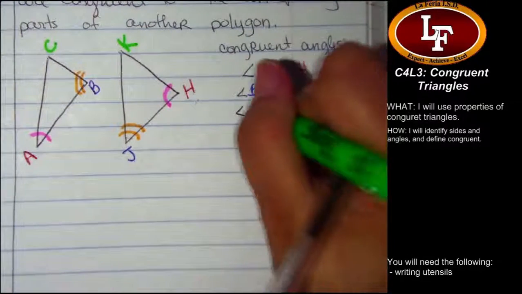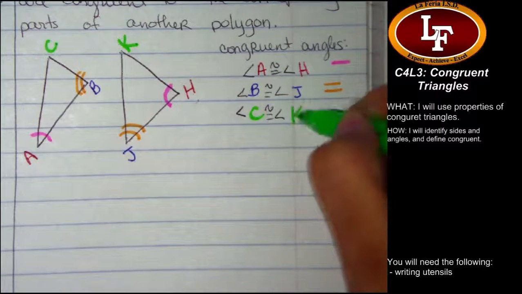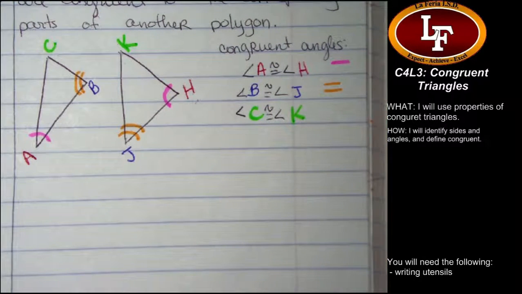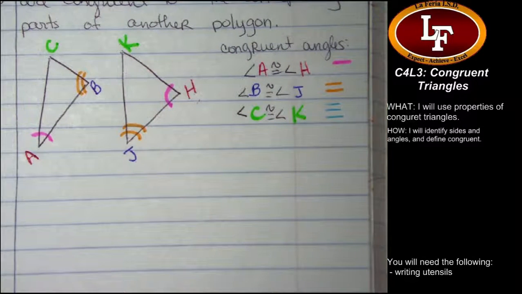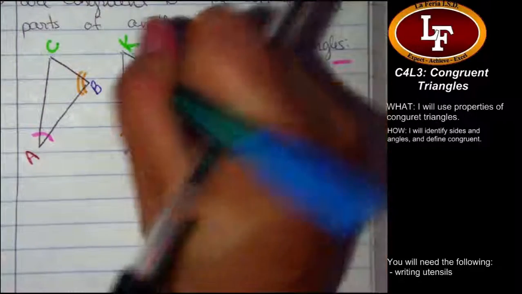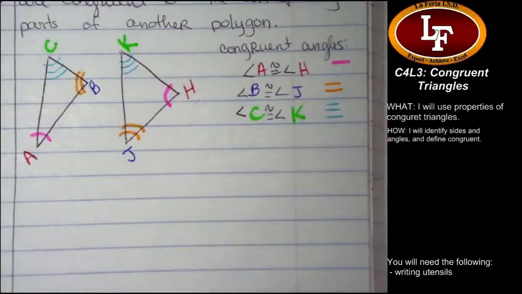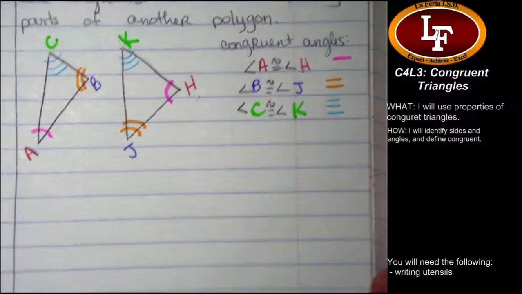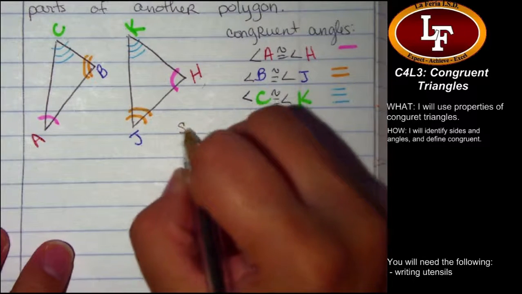Then we can say that this angle C is congruent to angle K. And I'm going to use 3 lines in the angle to show that. 1, 2, 3. There we go. We have our angles being congruent to each other. So far, so good. No confusions, right? We're okay? All right, let's do the sides.